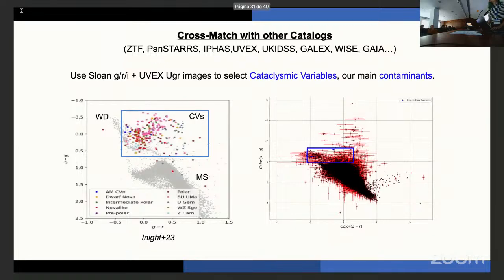So as Jorge says, one tool is the color diagram of UVEX, where we did some tests and we found the two cataclysmic variables that we expect in that field in the region where we expect them to be in the UVEX color diagram.